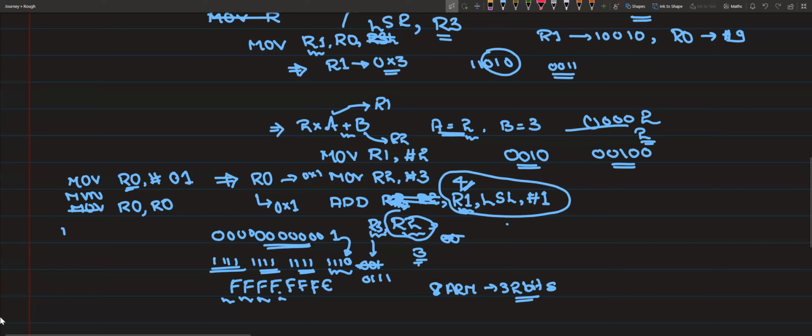So finally, we have MOV R1, R0, LSL #31. What will be the value of R1? So 31 first we have to represent in bits. I'm asking, R0, what value does it have? FFFFFFFE, right? Oh yes, sir. R0 has this value.